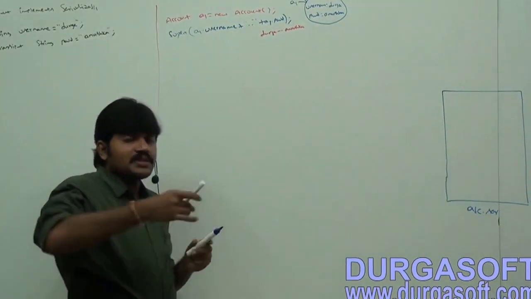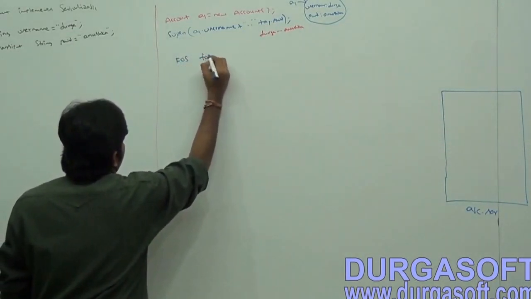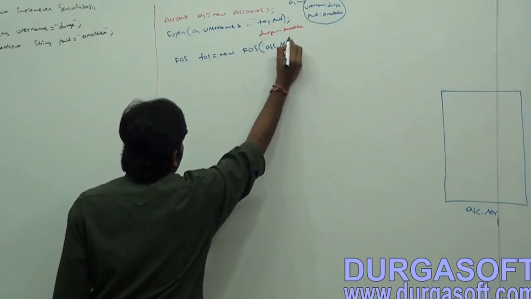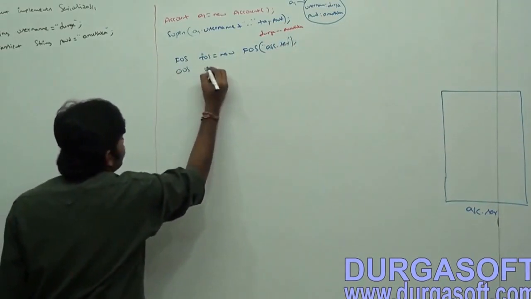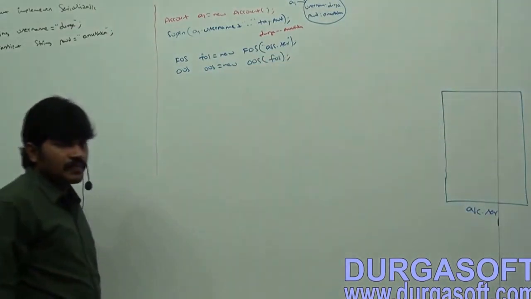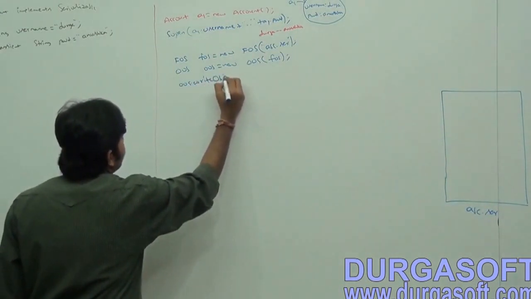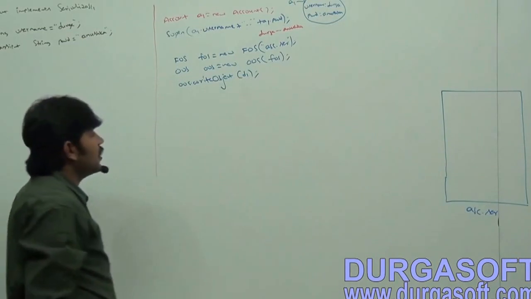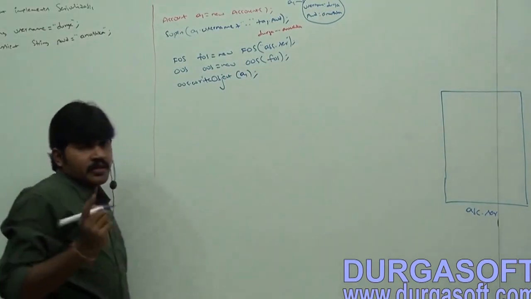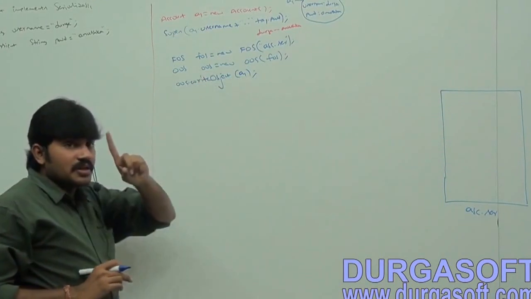Now let me serialize. Can you tell what is the code for serialization? FileOutputStream fos is equal to new FileOutputStream of abc.ser. ObjectOutputStream oos is equal to new ObjectOutputStream of fos. And then oos.writeObject of a1. Now there is no change in the code. The code is the same. Now the point is, here only the cinema is going to start.